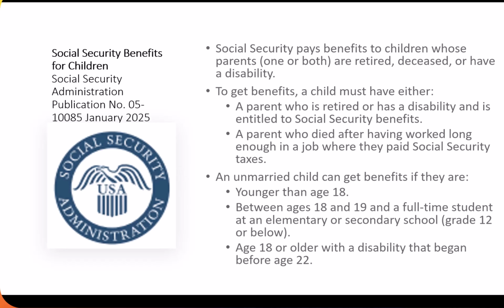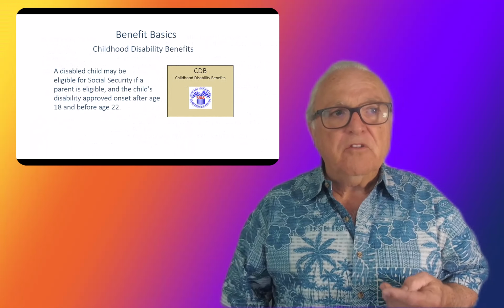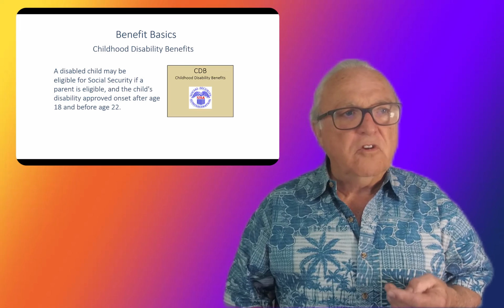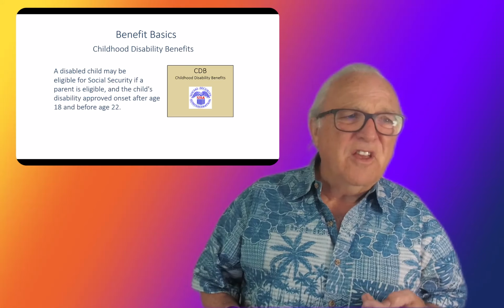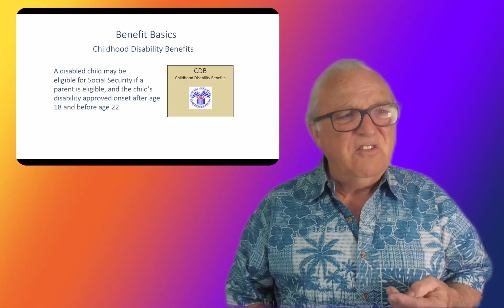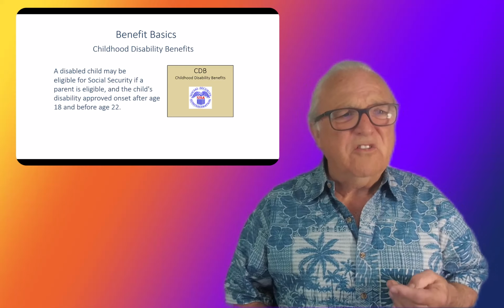They must also be younger than 18, or between 18 and 19 and a full-time student up to the 12th grade. And then the exception that involves us is that they can be 18 or older with a disability that began before the age of 22. Under this program, a child may be eligible under the Childhood Disability Benefits Program if the disability onset was after age 18 but before the age of 22.